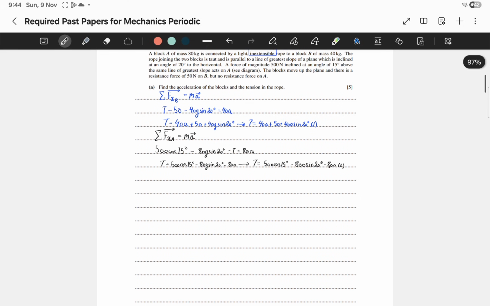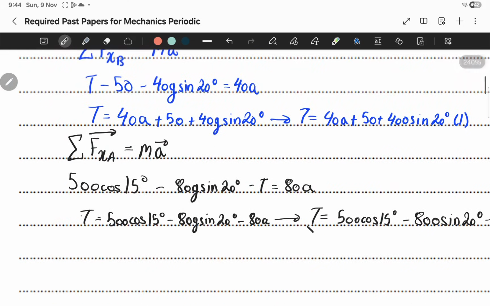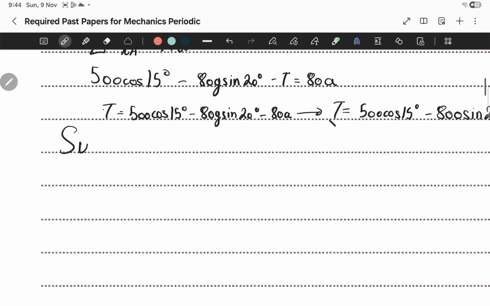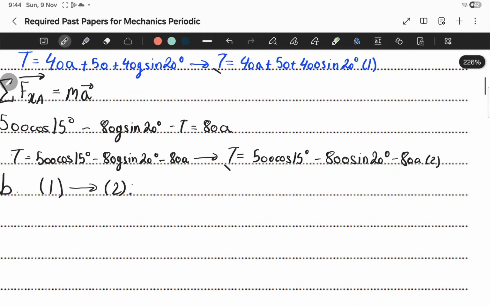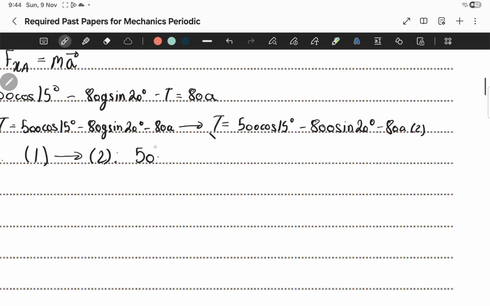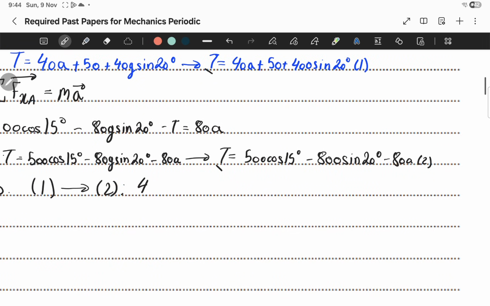Perfect. So what we can do now, we have tension here, we have tension here. So we're going to write substitute. I'm just going to write sub 1 into 2. Doing this just means we have tension here, we have tension here, you're going to equate them. So since we said 1 into 2, 40A plus 50 plus 400 sine 20 degrees equals 500 cosine 15 degrees minus 800 sine 20 degrees minus 80A.